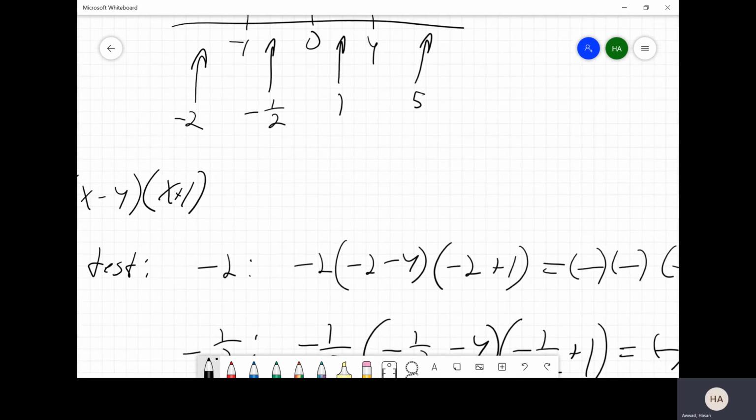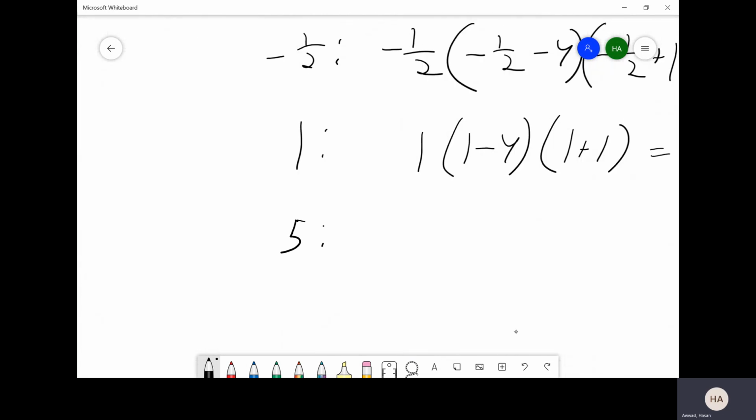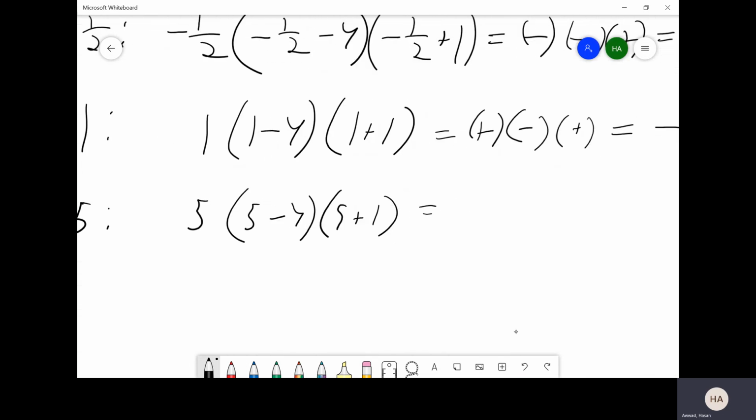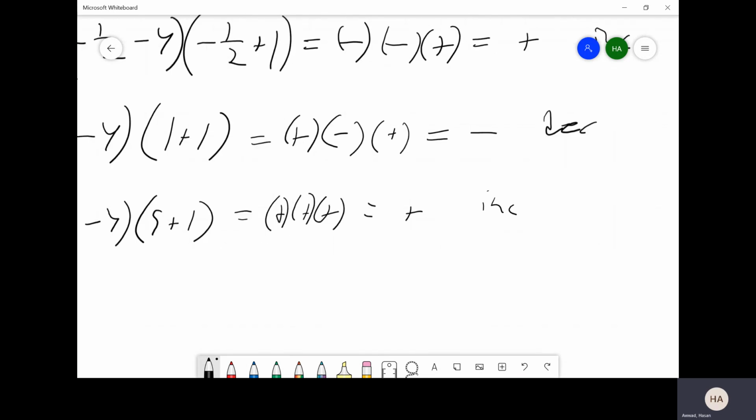And over the last piece, which is 5, testing this, we have 5, (5 minus 4), (5 plus 1), and we see that all of these are in fact going to be positive. So positive, positive, positive, and all positives multiplied give you a positive, and so this is increasing.